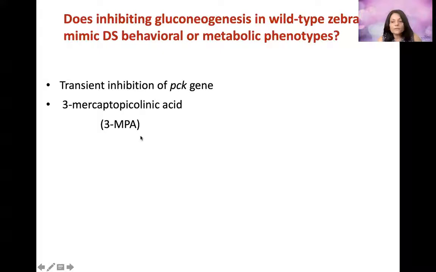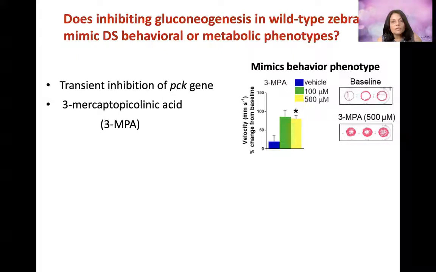And the reason for this is that we could achieve transient inhibition of the enzyme. Because this gene is so important for embryogenesis and development, we didn't think it was going to be possible to address that issue with gene knockout. So we used this compound, 3-mercaptopicolinic acid, and the question was whether it would have any effect in wild type zebrafish that mimicked the Dravet syndrome zebrafish.